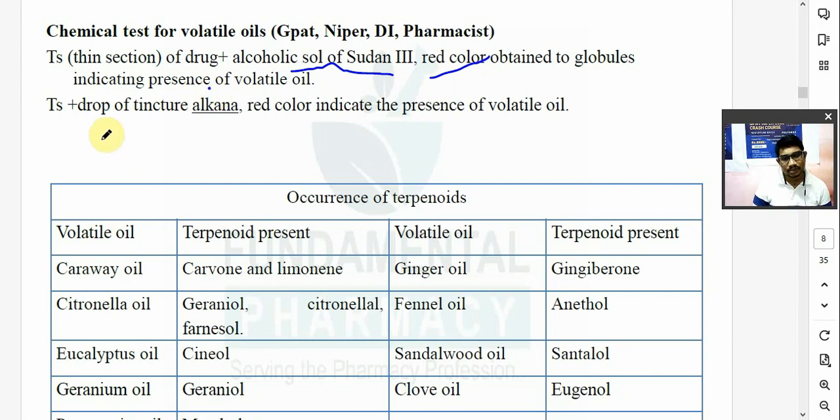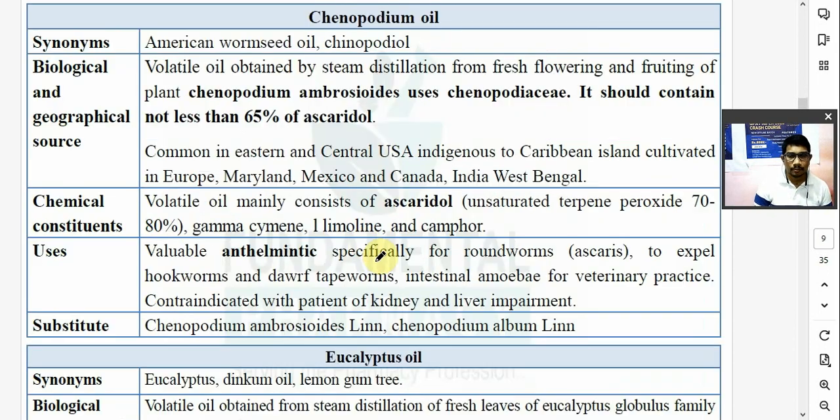Again, for a TS of a drug containing terpenoids and volatile oil, you have to add a drop of tincture of alkanna. Again, red color you are going to get. We have seen the occurrence of terpenoids also. First drug from this category is chenopodium oil. So you have to remember the synonyms, chemical constituent and uses. That's it, from such kind of drugs.